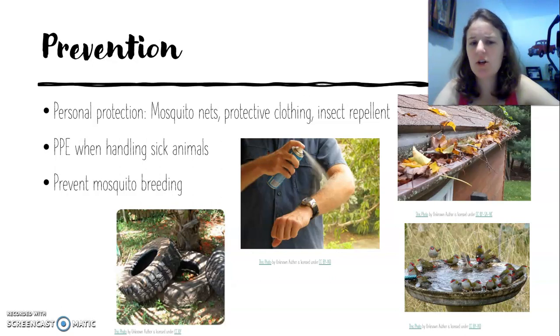Also, prevent mosquito breeding grounds. Clean out your gutters, dump out your bird baths, make sure you don't have anything like tires or buckets around so that standing water can't help mosquitoes grow their population. So basically, just like you would do anyway, there's not much we can do for this, but prevention is the best way to stop it.